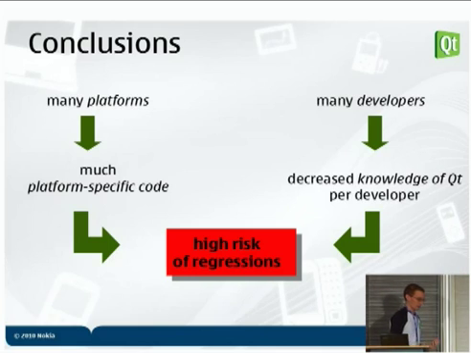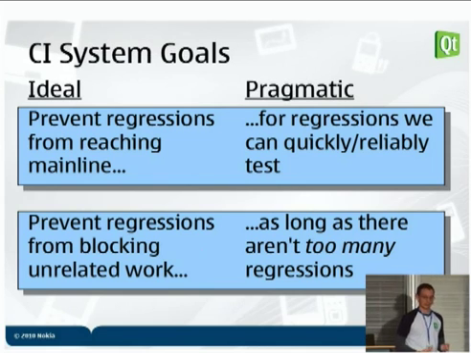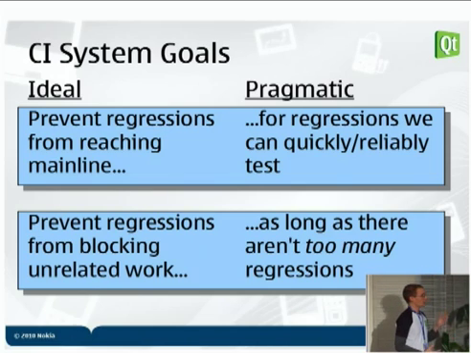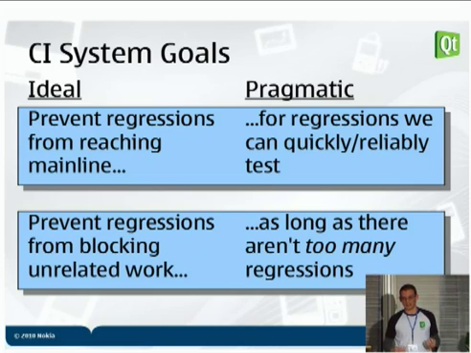Okay, so we can outline some general goals for our continuous integration system. Now there's two ways of looking at this. There's, of course, what we would like to do, and then there's what we can do given the fact that computing power is limited and human resources are also limited. So ideally, we would come up with a system that would prevent any regressions in Qt from reaching any of our mainline branches. By a mainline branch, I'm referring to Qt 4.6 or Qt 4.7 or Qt master, anything that might have a release made off of it at any point in time.